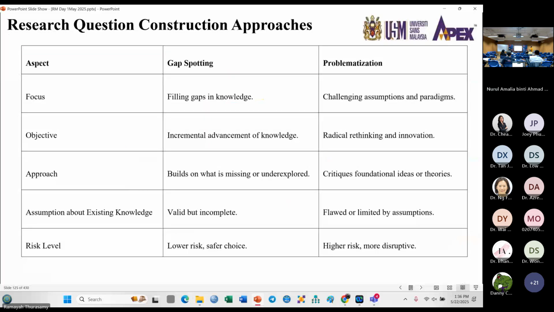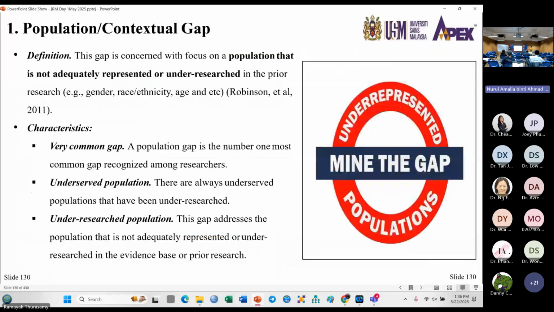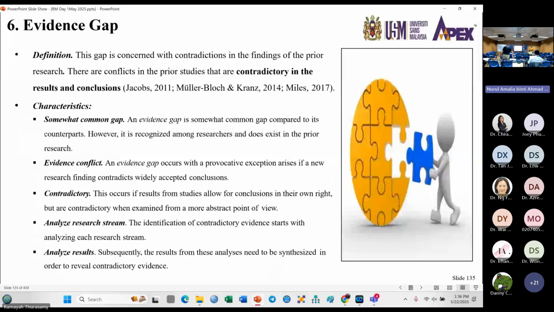Okay, so that's what we were talking about. Number 6 is called the evidence gap. This is also related to conflict in findings, where some findings were conflicting. So we can see whether we can add some moderator variable. So this is the evidence gap.